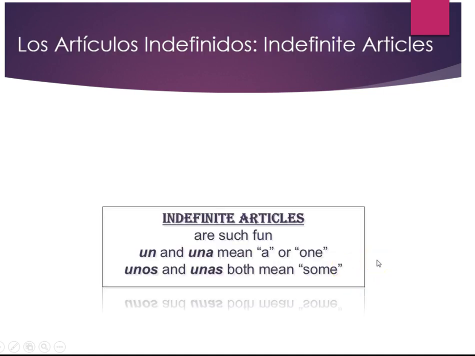Okay, those were definite articles. Now we are moving on to the indefinite articles. A little rhyme there to help. Indefinite articles, they are such fun. Un and una mean a or one. Unos and unas both mean some.